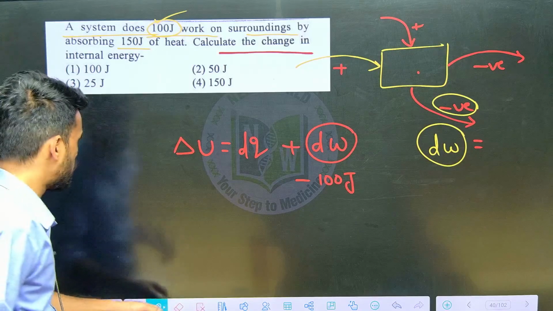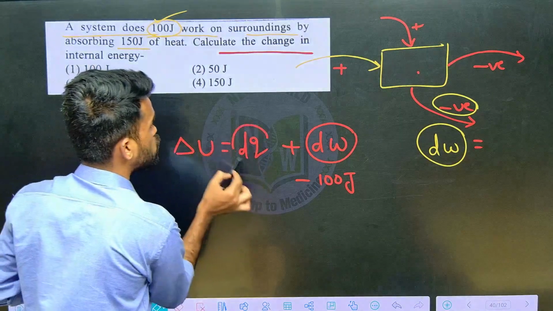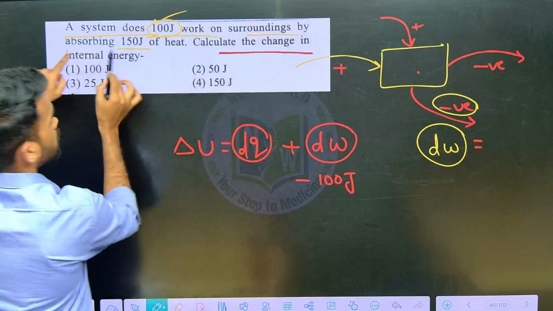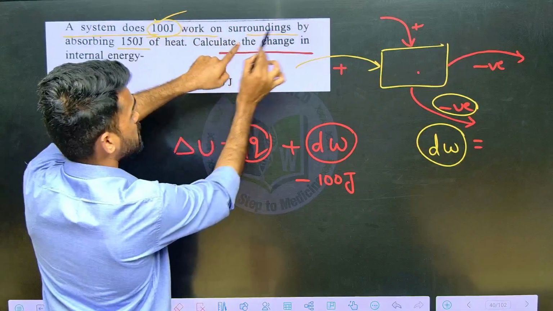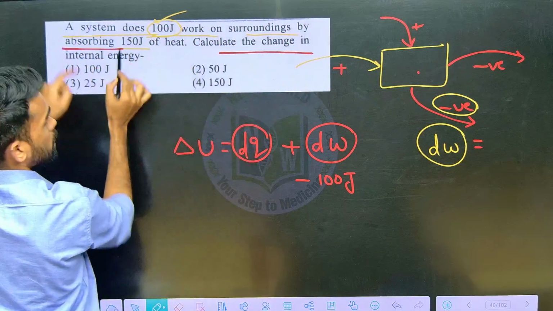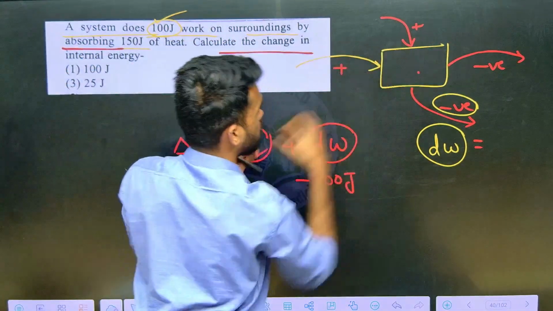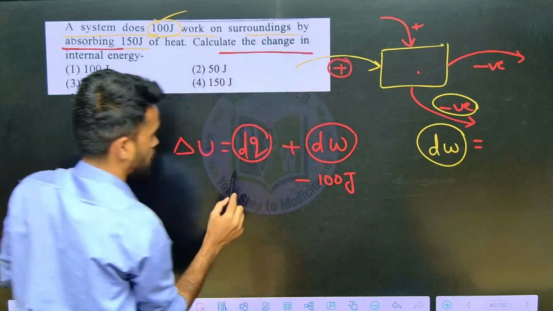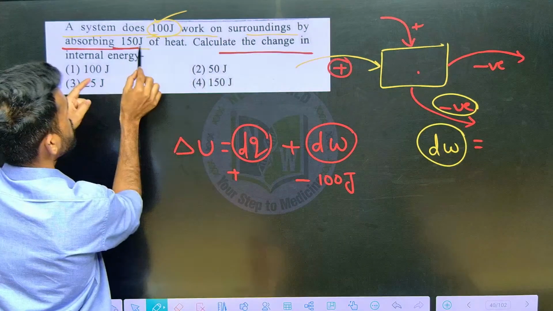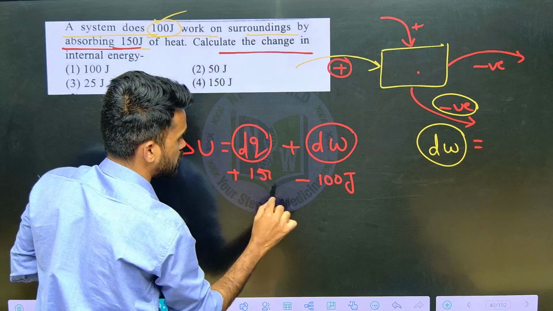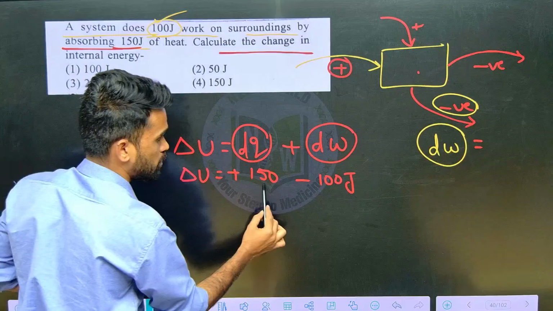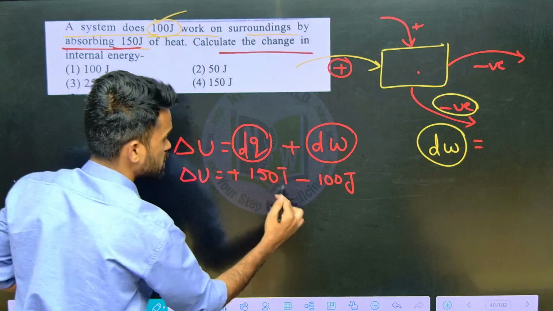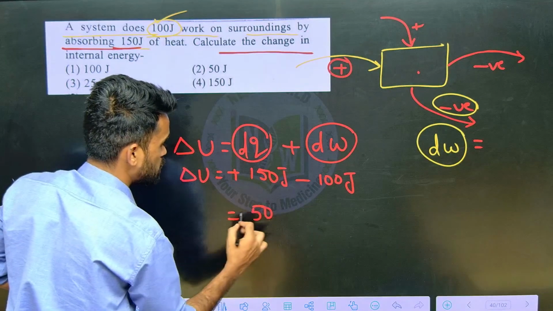Yeah, so here dQ. So what about dQ? Change in heat. Now see, a system does 100 joules of work on surroundings by absorbing. It means the system absorbed heat, so it should be a positive sign. So positive, how much is absorbed? Plus 150, that's it. So now the change in internal energy is how much? See, 150 minus 100. So this is 50 joules. It means plus 50 joules.